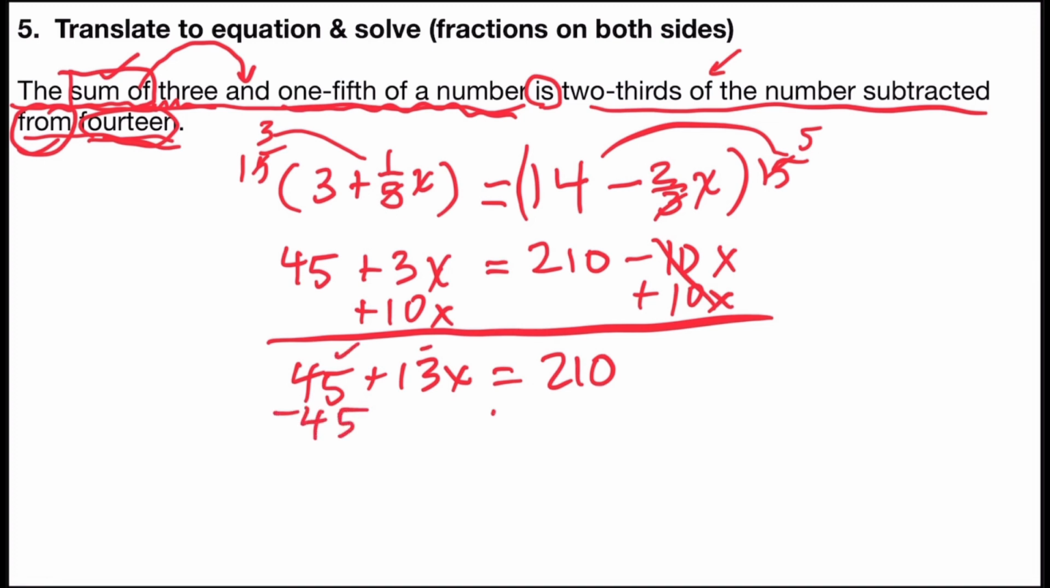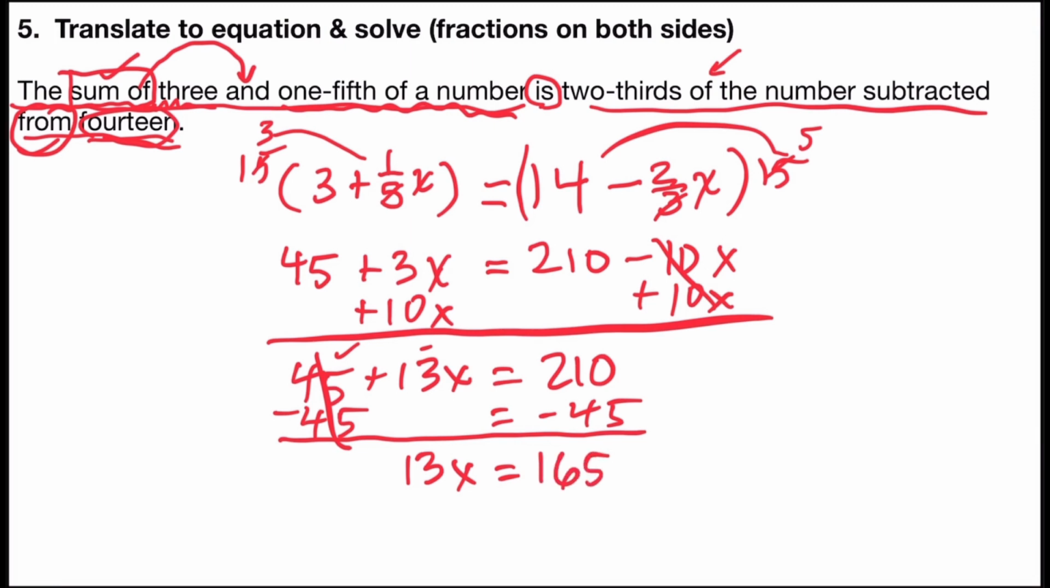So subtract 45 on both sides. Positive 45 minus 45 is 0. 0 plus 13x is 13x. And 210 minus 45 is 165. Divide both sides by 13 to make my coefficient equal to 1. 13 divided by 13 is 1x. And 165 divided by 13 is not a clean division, so I'll just express that as 165 over 13. So x will equal 165 over 13.